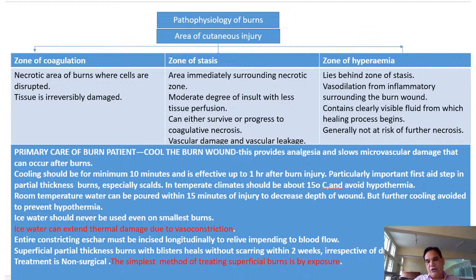Vascular leakage occurs. The third is hyperemia. It is away from the center. It is vasodilation because of inflammatory surroundings, and this is usually where the healing of the burn starts, and there are fewer chances of further necrosis in this area.